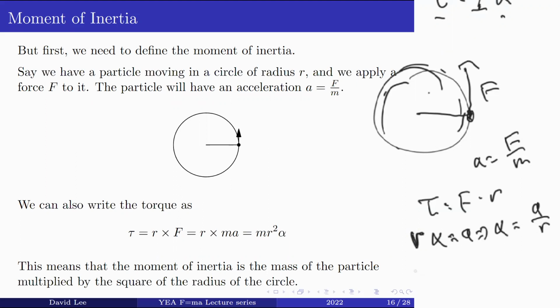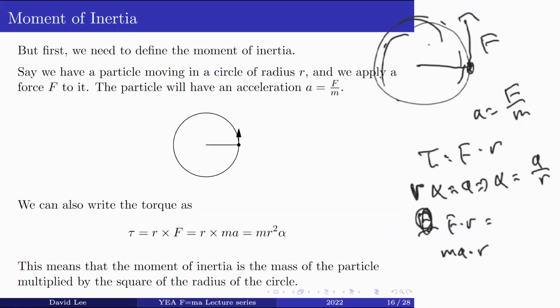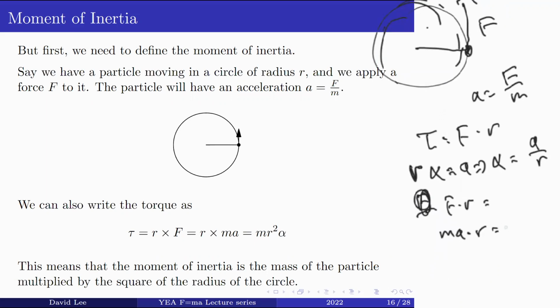We'll get that our torque, which is F times R, is equal to ma times R, and this will be equal to m r squared times alpha. So now it is in the form that we wanted, which is torque equals some inertial property times alpha. And so this is our moment of inertia here, m r squared.